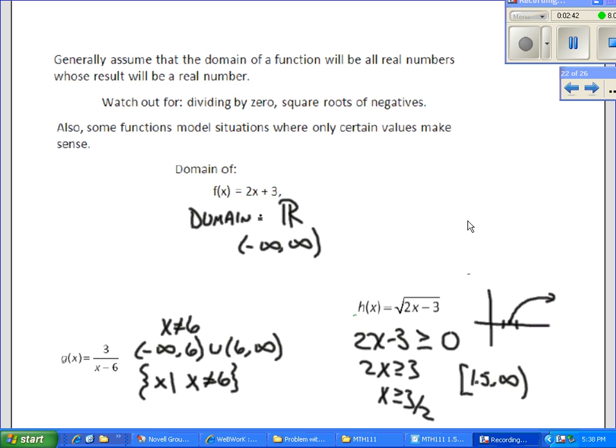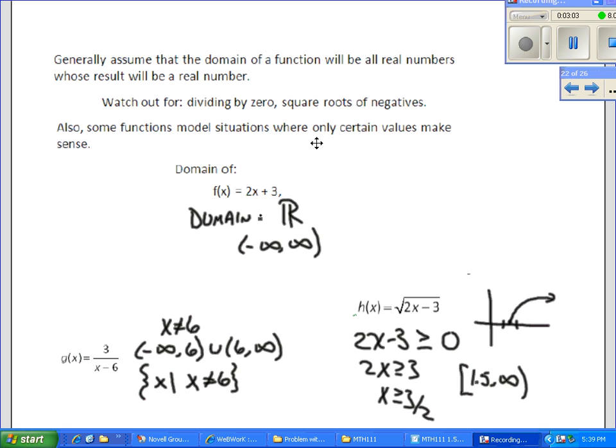Generally, we assume the domain of a function will be all real numbers whose result will be a real number. So things we're watching out for at this point are dividing by 0 and square roots of negatives. There's other things we need to watch out for, but those are the main things at this point in the course.